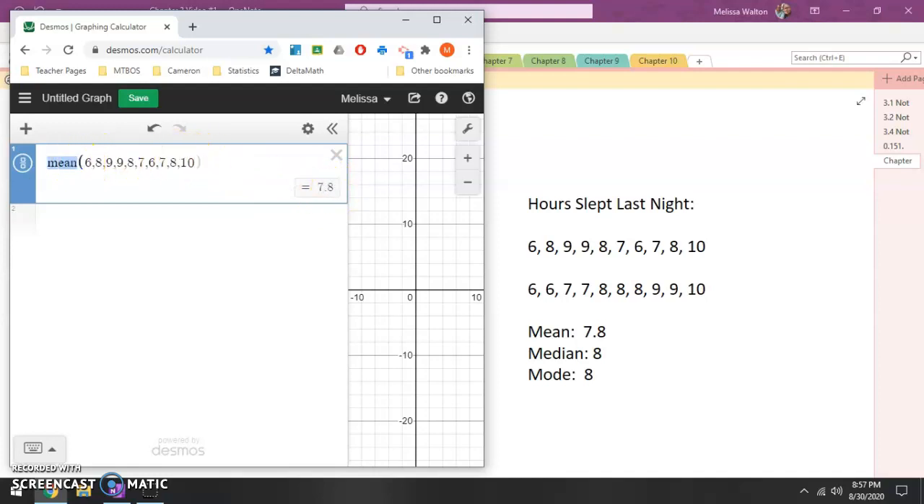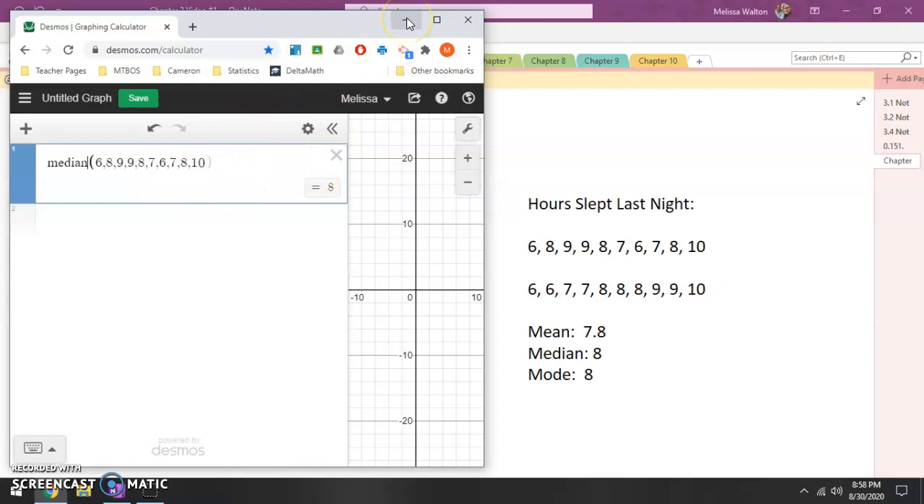And to calculate the median, median. 8. Let's see if it does mode. Nope. It does not do mode, but it's not that hard to figure out your mode. So as a time saver, if you're a little worried about adding things up and dividing or putting things in order, feel free to use that programming tool.